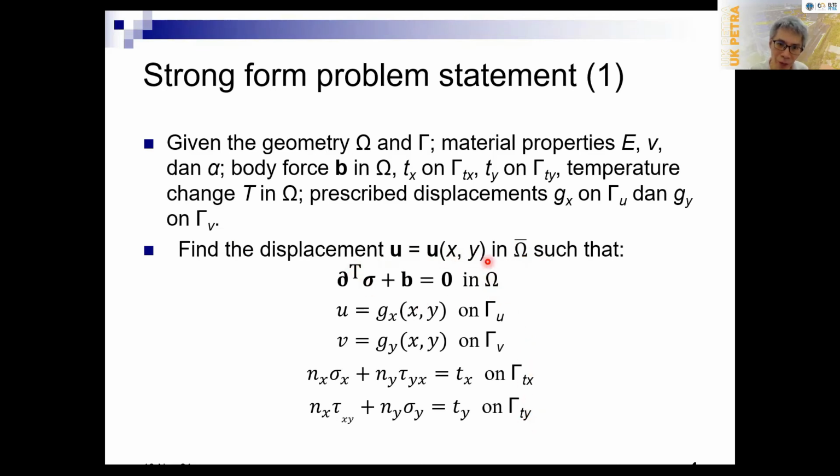Okay, the equations in omega, displacement, and also the traction boundary conditions are all satisfied. So this is called the strong form of the plane stress or plane strain problems. Because this is strong form, this equation should be satisfied for every material point in the body. Should be strongly satisfied. Okay, so this is the strong form.